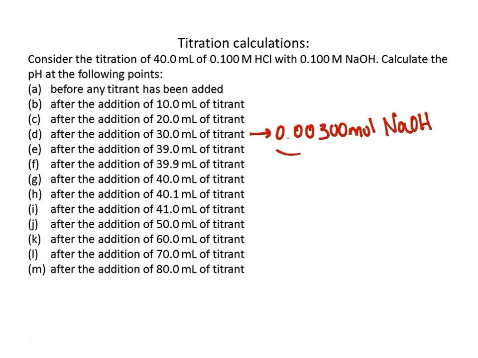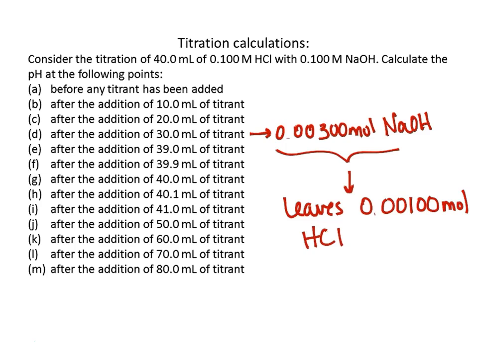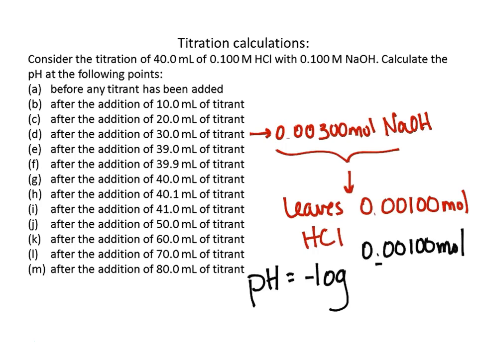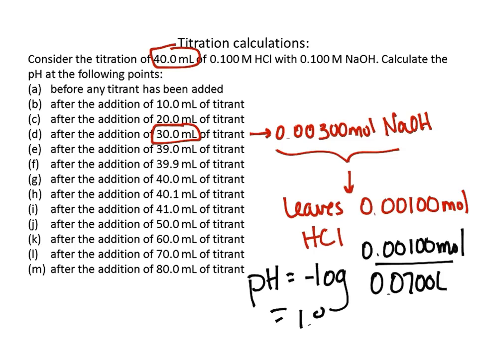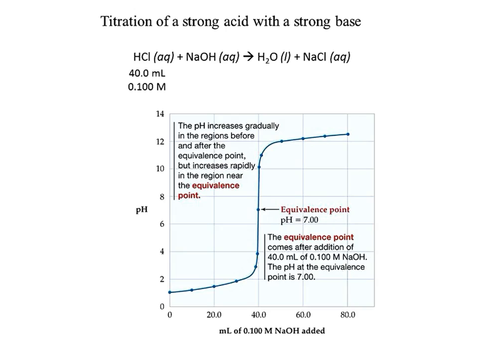Point D: this volume represents 0.003 moles of sodium hydroxide, which reacts completely and leaves 0.001, or 1 millimole, of HCl. The pH is the negative log of 0.001 divided by the new volume, which is 30 mL plus 40 mL, which is 70 mL, or 0.070 liter. That gives us a pH of 1.845. The pH is staying really low because we still have a lot of strong acid left over. That's point D.